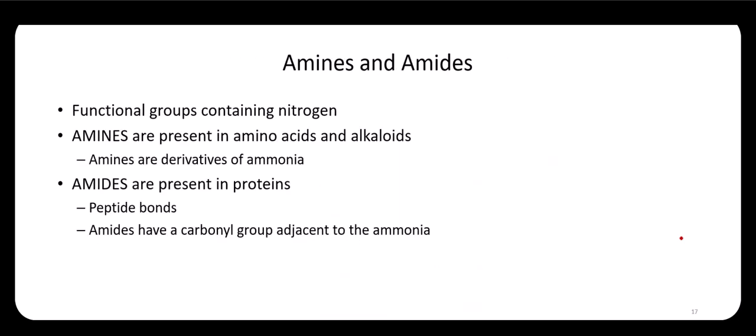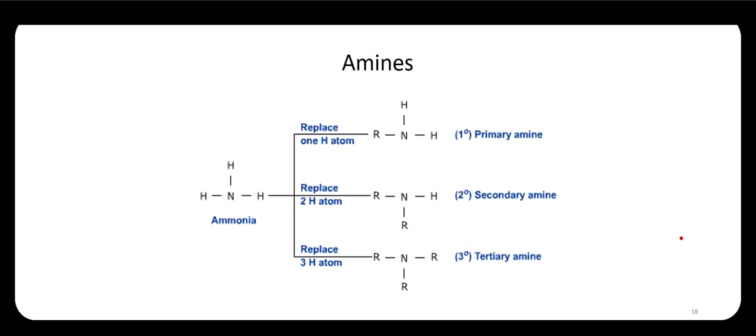Okay, next thing we're going to talk about is amines and amides, a little bit. These are functional groups containing nitrogen. So when you see nitrogen, you're going to think "am" on the front of it. Amine, amide, amino. So we're going to have the amines and amino acids and alkaloids, derivatives of ammonia. Amides have peptide bonds. They have a carbonyl group adjacent to the ammonia. And we'll come back to a lot of these.